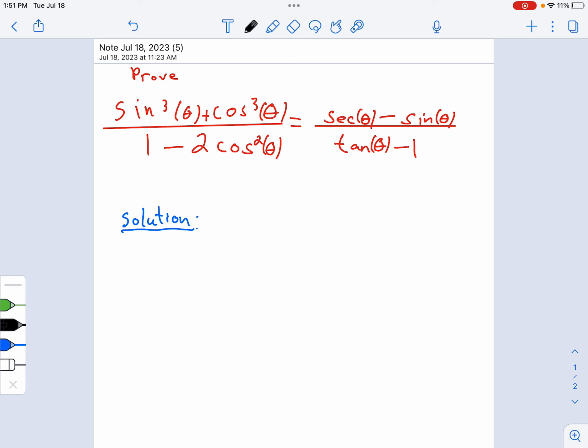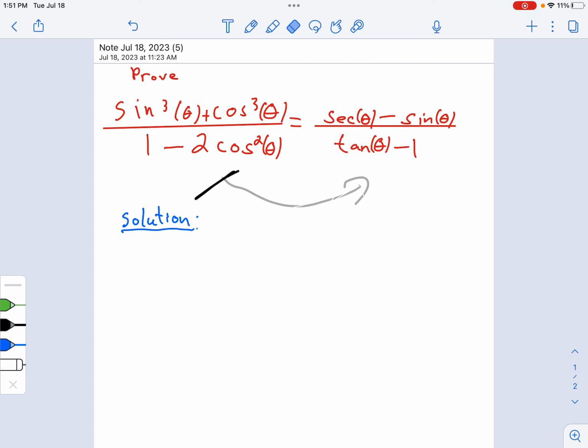All right, so today we're looking at proving an identity. And there's a few ways of proving identities. The most popular way is going from one side to get to the other side. So trying to go from the left and trying to get to the right, or beginning with the right and trying to get to the left. That's the most popular way of doing it.